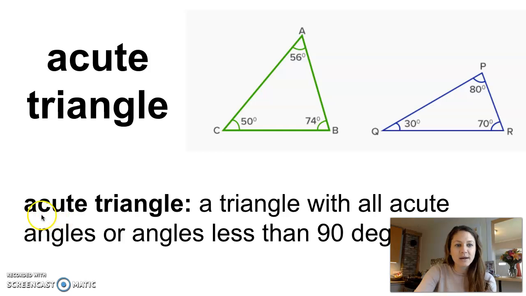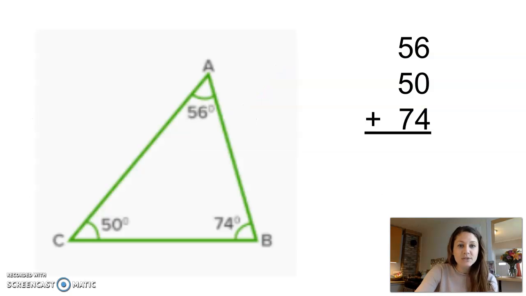All right, so an acute triangle is a triangle with all acute angles, or angles less than 90 degrees. So if we look at this triangle here, let's look at each angle. Angle P, 80 degrees. Angle R, 70 degrees. Angle Q, 30 degrees. All of the angles are less than 90 degrees. And if we would add these up, 70 and 30 is 100 plus 80, 180. That's still true.